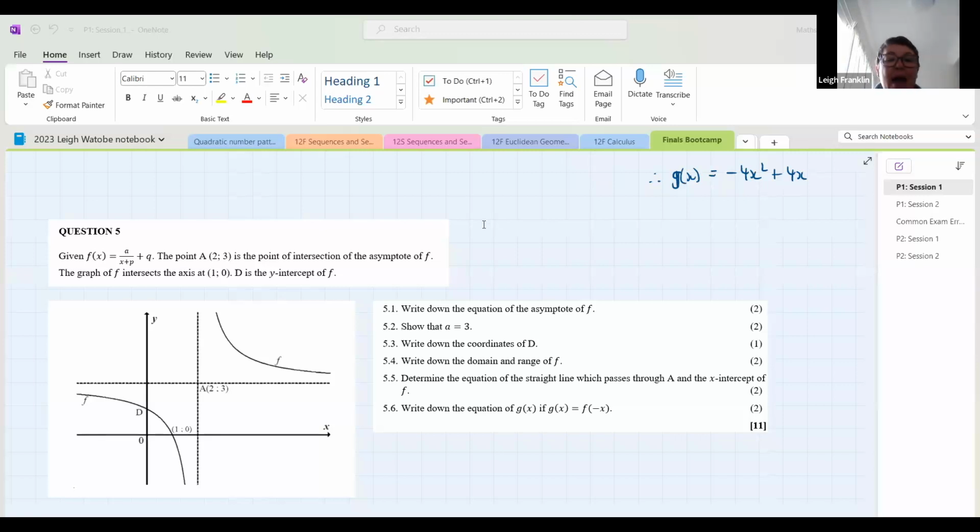And like last time, were there any problems? I see in 5.1, it should have said, write down the equation of the asymptotes. They wanted both, obviously, because it's a hyperbola. Is there anything in question 5 that you would like me to go through? Anything that you guys struggle with, whether it's 5.1, 5.3, just let us know. It doesn't matter which one.